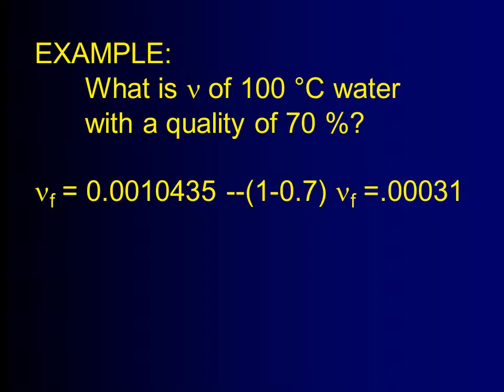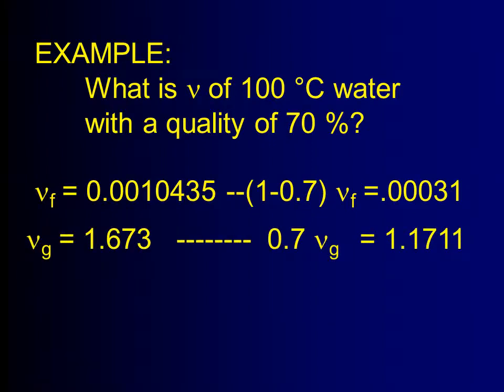So the volume of the liquid equals 0.0010435. Now that's at 100 degrees C. Find that point. Volume of the liquid, vf, 0.0010435. Now for our example, where it's 30% liquid, I'll take 1 minus 0.7, or 0.3, times vf, and I'll get the volume taken up by the liquid in that mixture. Comes out to 0.00031 meters cubed. Do the same thing for the volume of the gas, and that's 1.673 meters cubed per kilogram is what you should find, or something close to that.